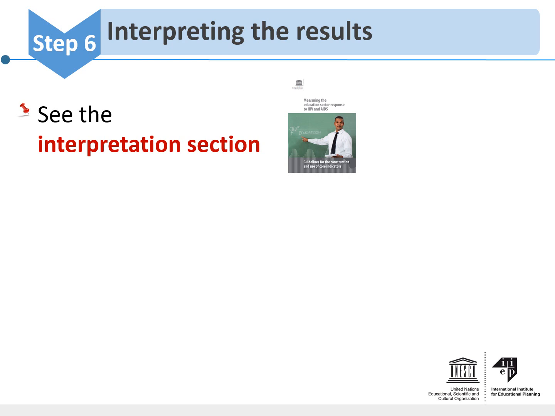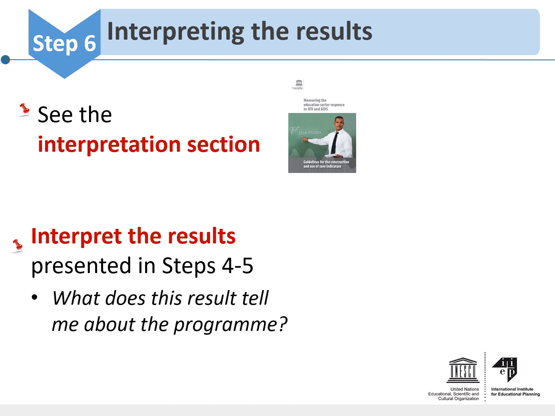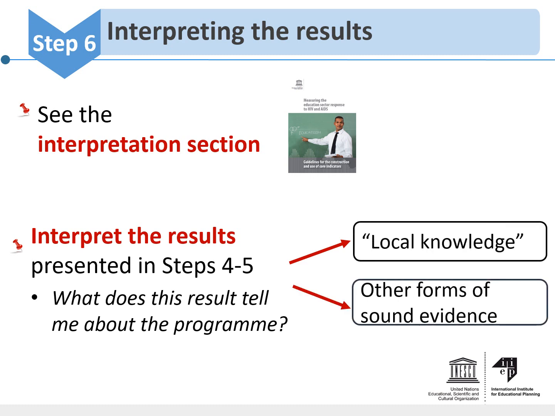Data interpretation based on the results presented in Step 4 and 5 is a process of making sense of the information. It enables us to ask, what does this result tell me about the program? You need to use either local knowledge or other forms of sound evidence. It is important to interpret research results in the light of the local political, social, and cultural context in which the results are observed.